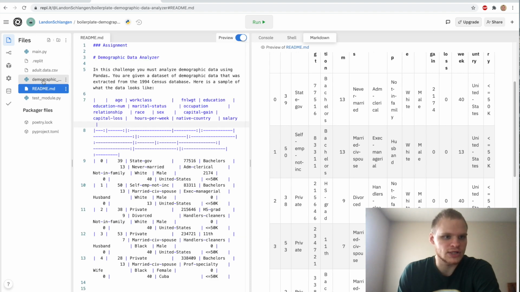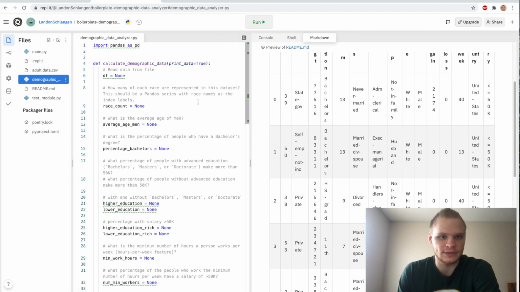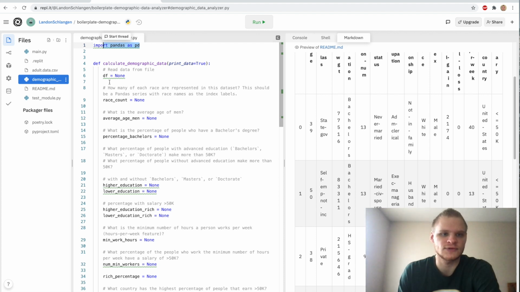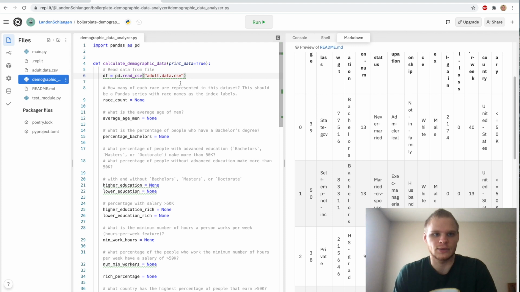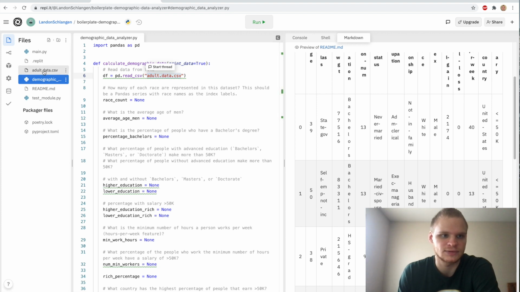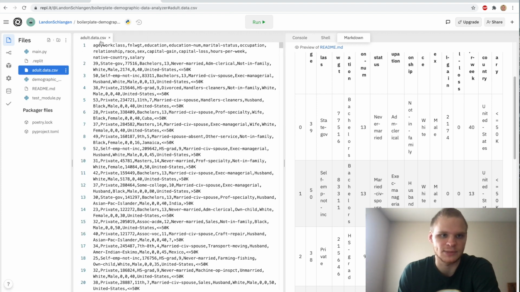The file that we have to change is this demographic_data_analyzer.py. We import pandas right away, and the first thing we have to do is read that data from the file. So this isn't too difficult. All we have to do is pd.read_csv, and that will read the CSV adult.data.csv, which is a comma separated value file of all of our data. So right here we have an age 39, bachelor's degree, never married, not in family, white male, who has a salary of under 50K and is from the US. And there's just a ton of these.